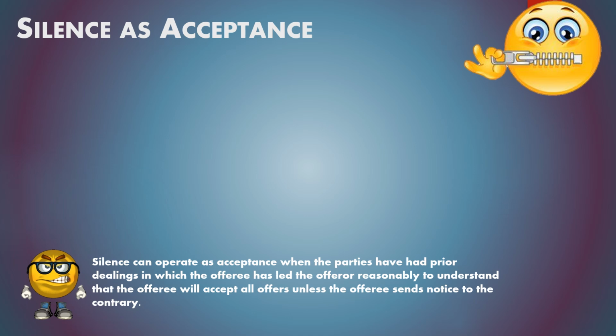Based on our prior dealings, the contract that we had for 2 months where every month they sent me a bill to keep the line on and I paid it, I, the offeree, led the cell phone company, the offeror, reasonably to understand that I, the offeree, would accept their offer of service keeping my line on unless I sent notice to the contrary, unless I called them up and said, cut this line or I transfer my number to another carrier, right? As long as I didn't do those two things, they understood based on my silence that the contract will keep on going.